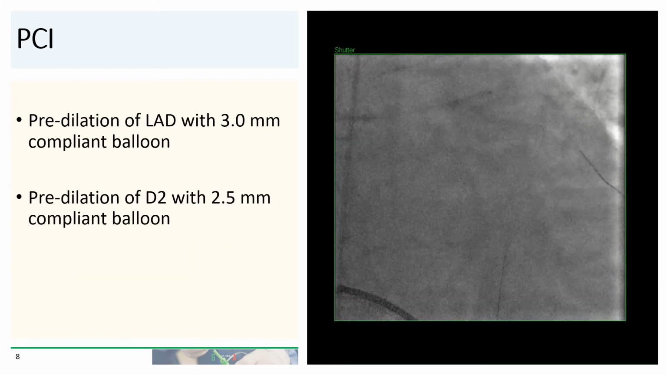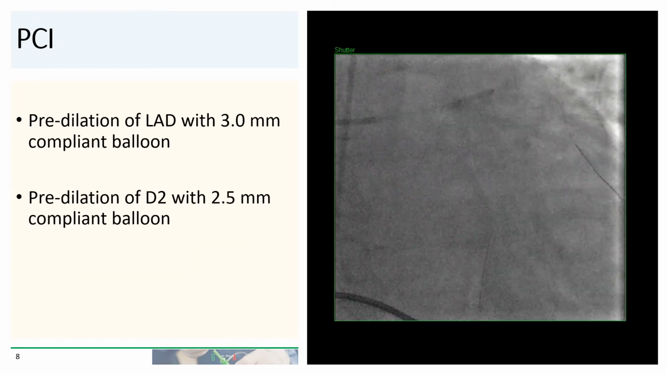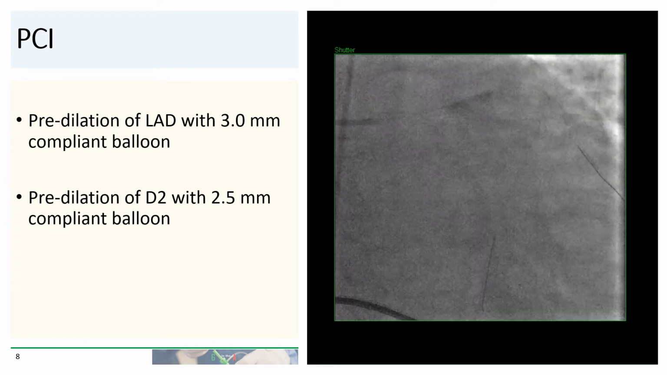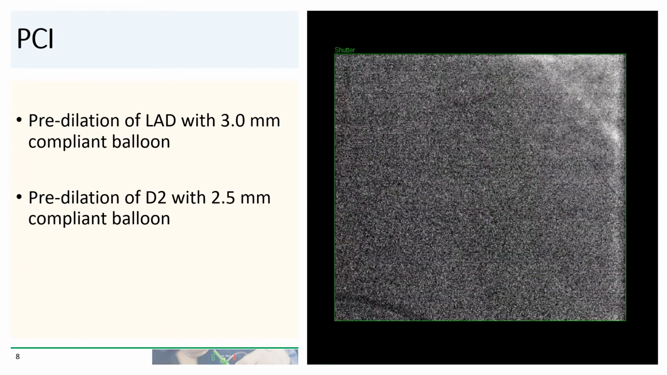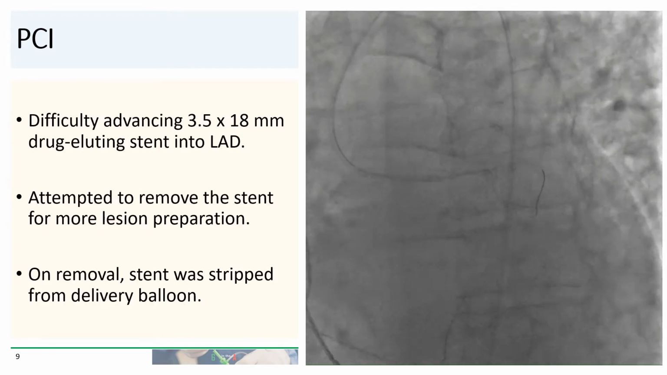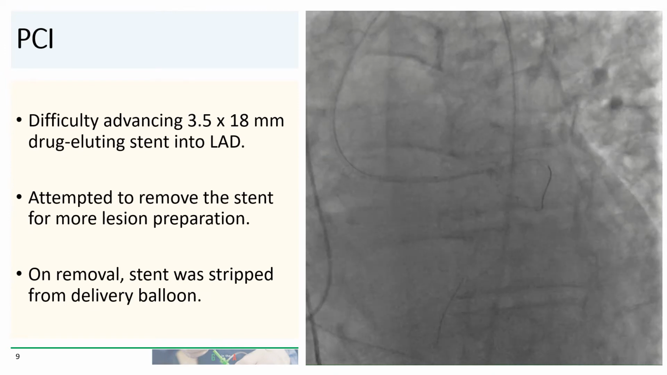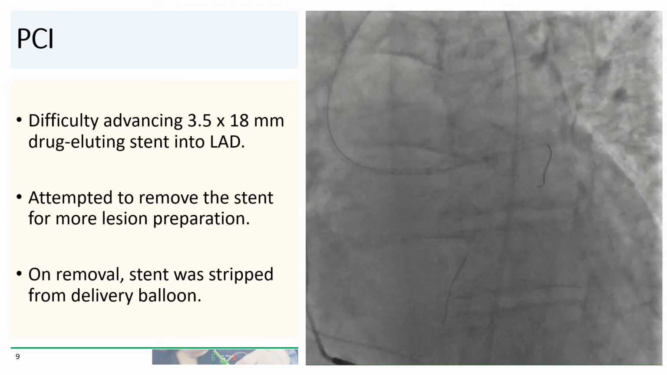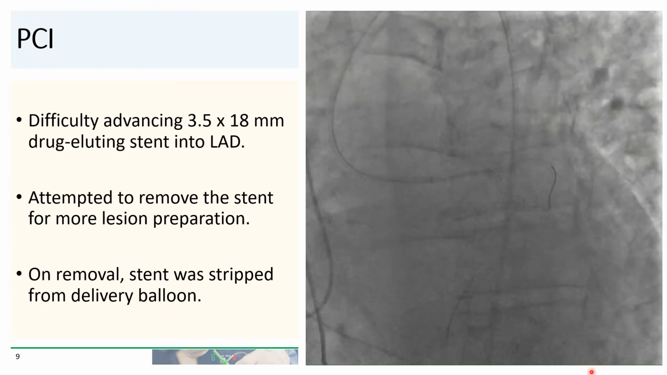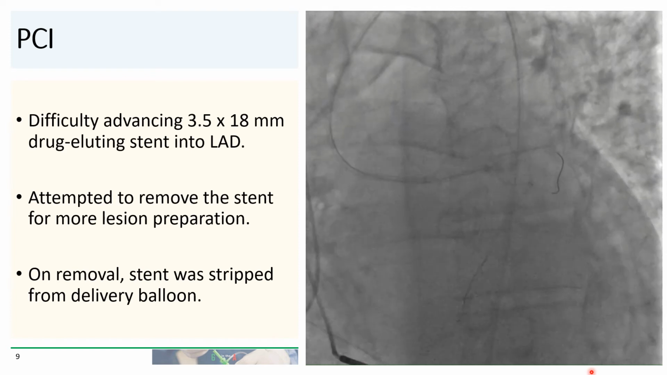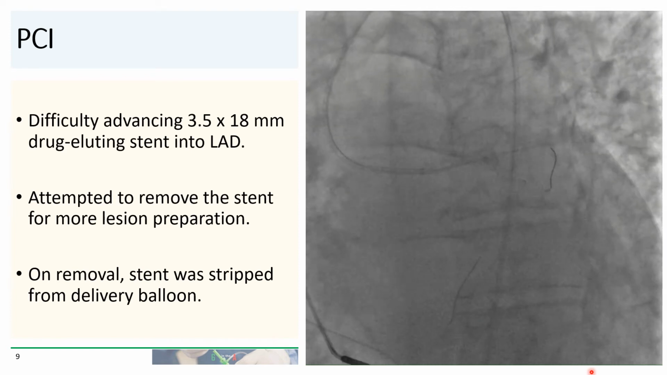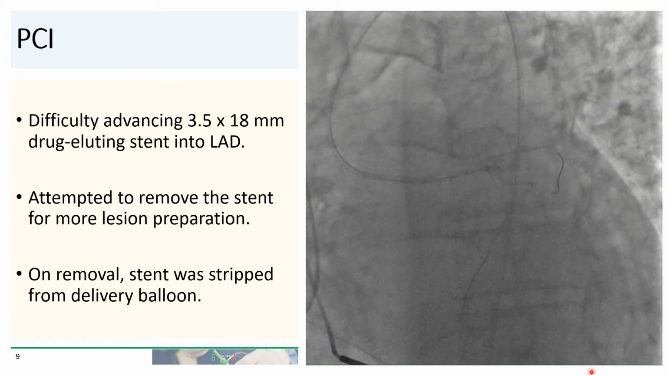The LAD and D2 were wired fairly easily. The LAD was pre-dilated with a 3.0 millimeter compliant balloon, and D2 was pre-dilated with a 2.5 millimeter compliant balloon. We then had some difficulty advancing a 3.5 by 18 millimeter drug-eluting stent into the LAD. The stent was able to cross into the LAD, but could not cross into the in-stent restenosis area. We then attempted to remove the stent for more lesion preparation.